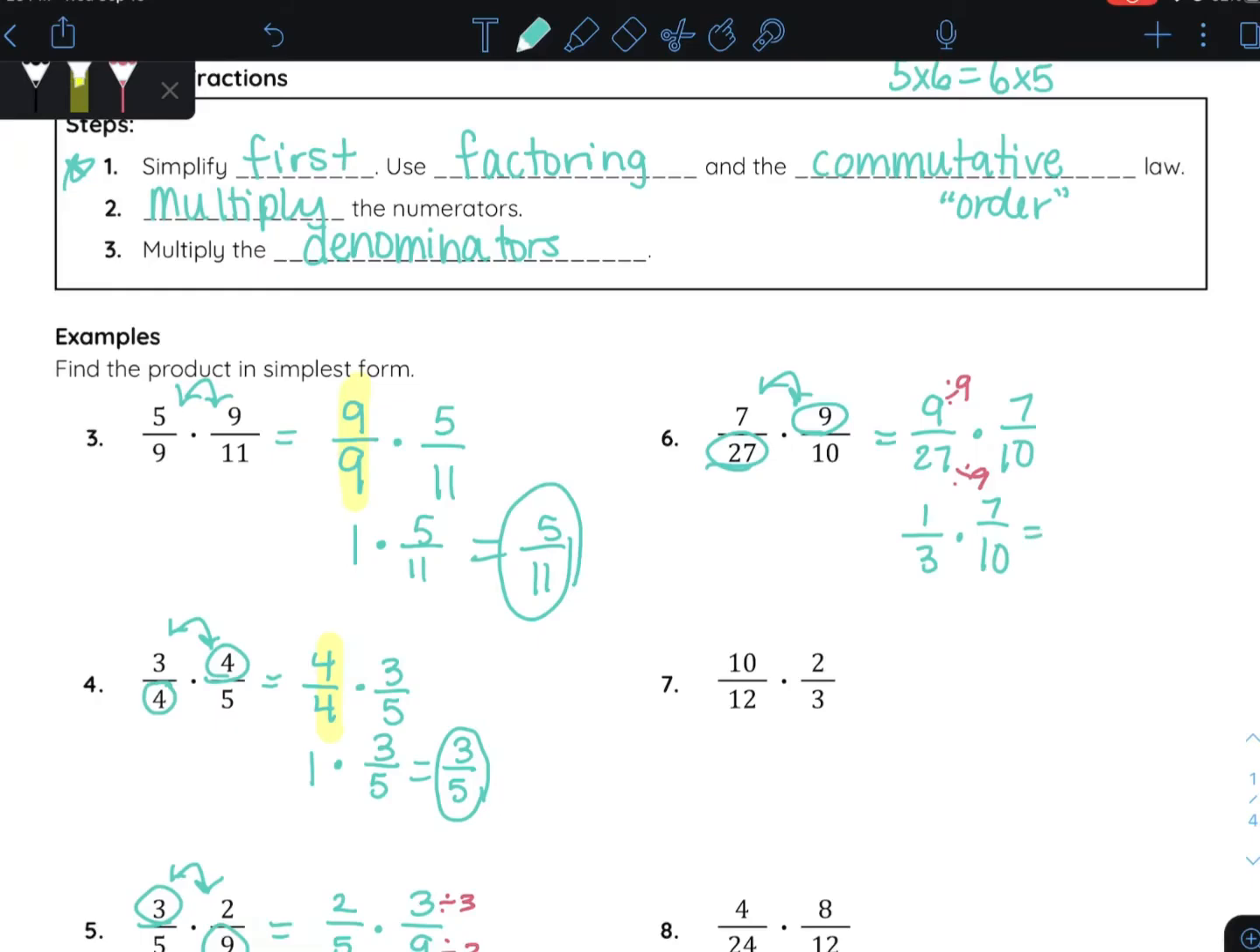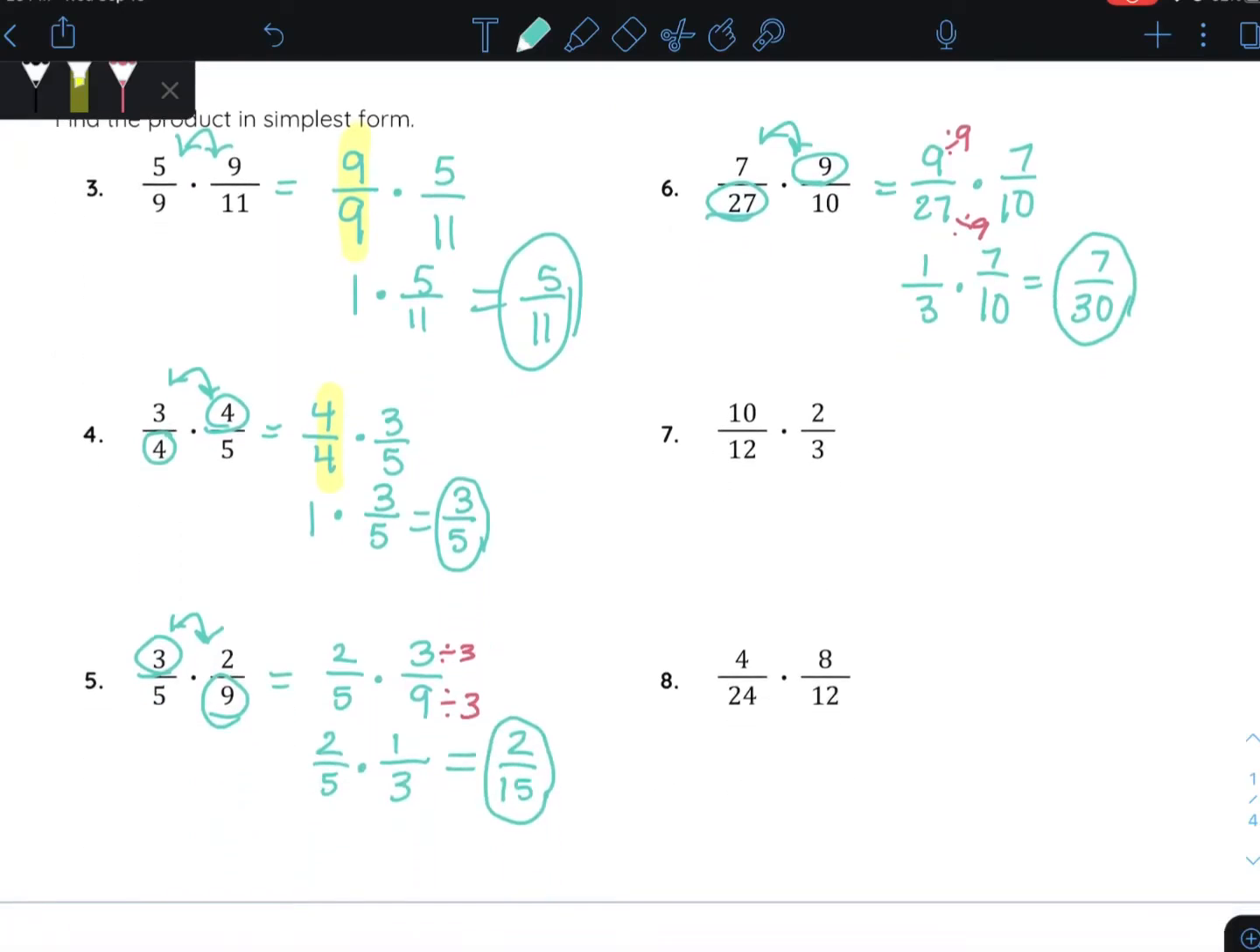And we won't have to simplify because we already did. 1 times 7, 3 times 10. And we're done. Okay? This next one has bigger numbers, all right? So when I see this immediately, I'm like, okay, it would be nice if I could simplify first, right?